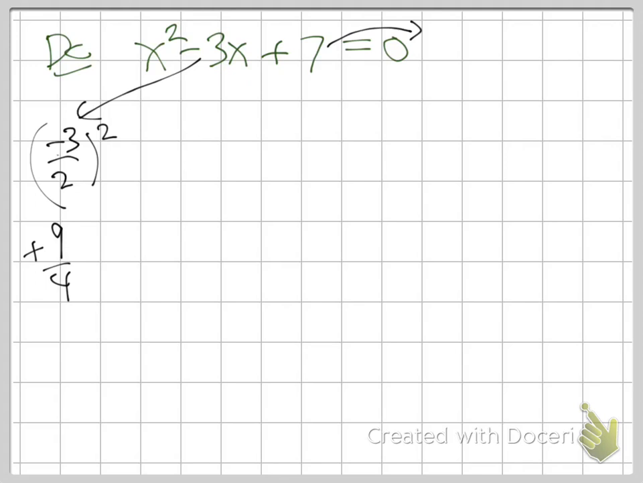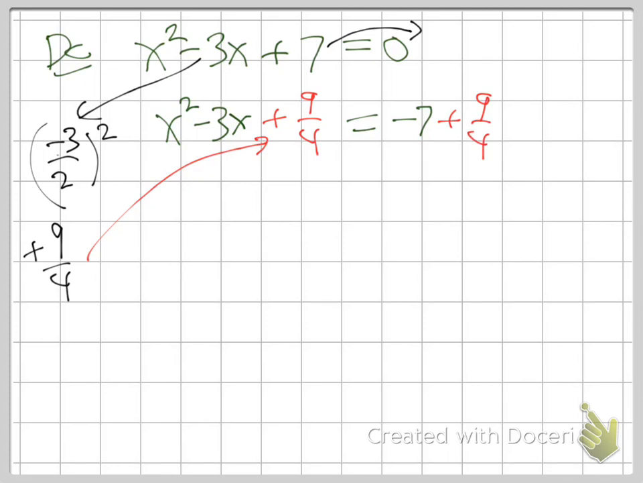So jump the 7 over. So what do we got? X squared minus 3x. The other side is the negative 7. He changes signs when he jumps, of course. And then we bring in this add 9/4, add 9/4, right? To both sides.